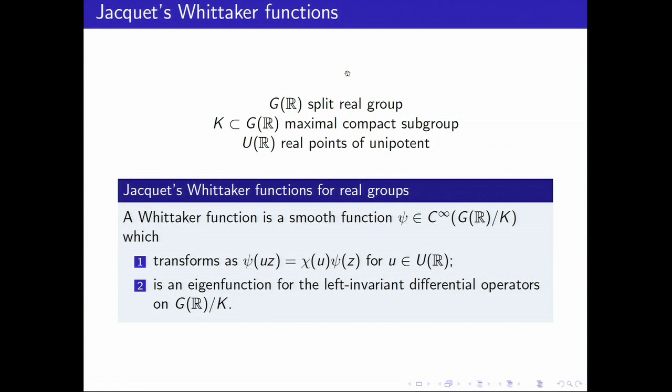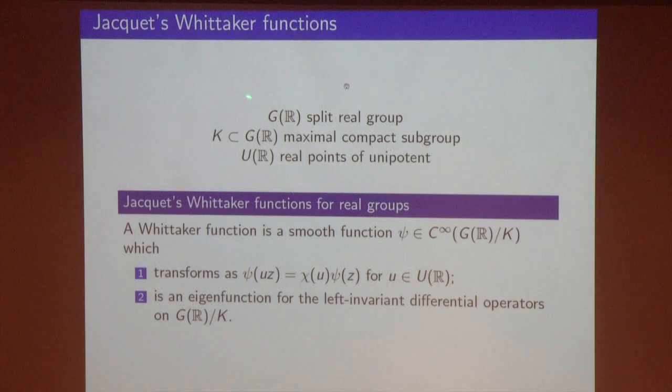So I'm just going to discuss the split real case. Let G(R) be the split real group, the real points of the group G, K be a maximal compact subgroup, and U(R) be the real points of the unipotent. I chose everything so that this datum is compatible with the real structure from the beginning.